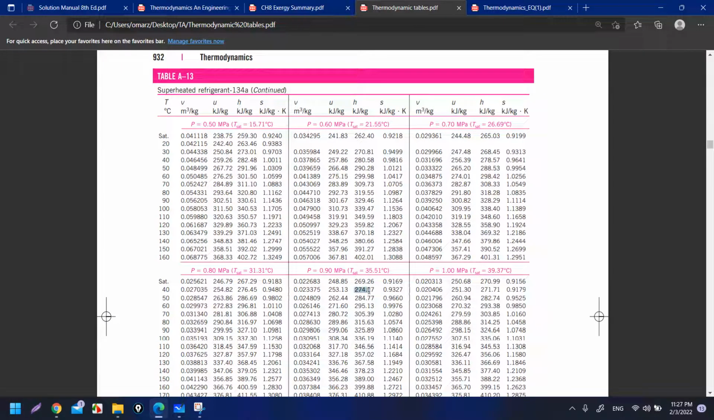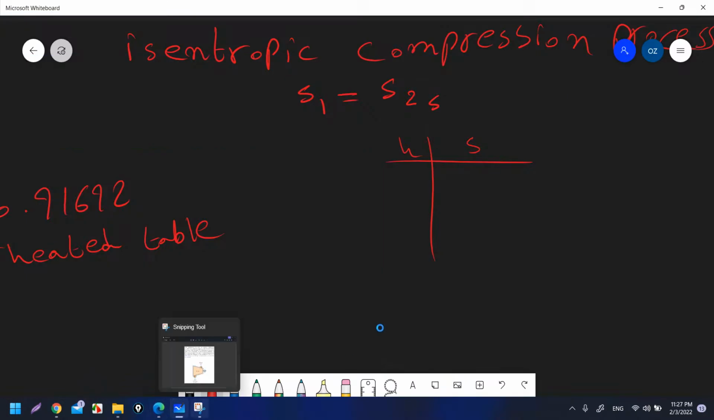So I will make the interpolation between these four values with my entropy. 0.9327 is the lowest, and this is the highest, with the corresponding enthalpy to the highest one. So I will write them. The lowest one is 0.9327. The enthalpy that I want to find is H2S. Wait, that's for entropy. This value is for entropy.